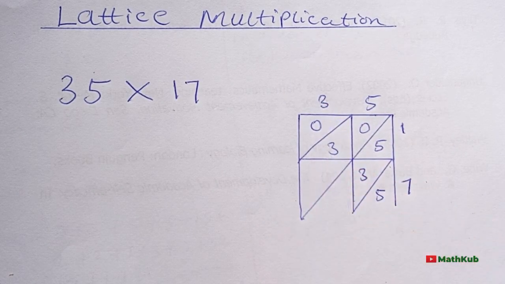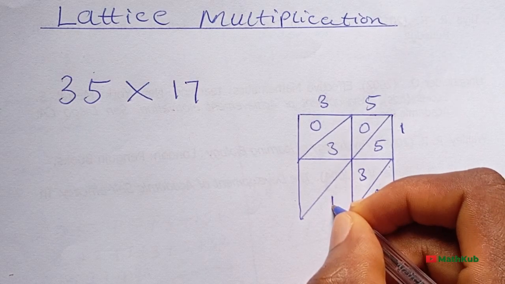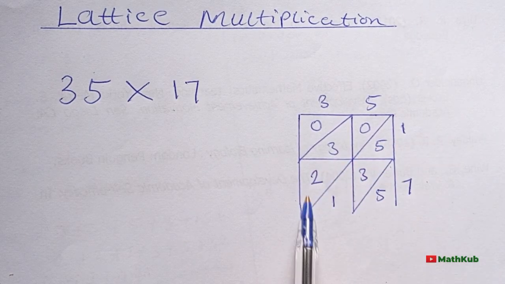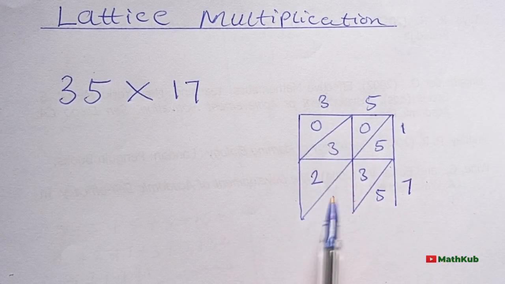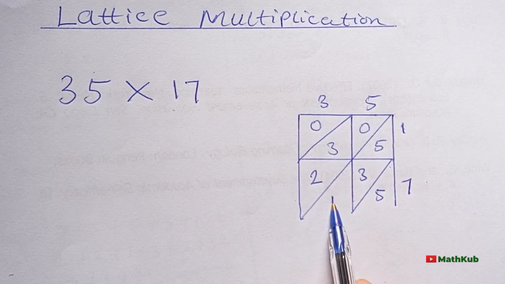7 times 3 is what? 21. You write 1 here and write 2 on top. This 2, let me use this one to explain. 7 times 3 is 21. This is the one you write.